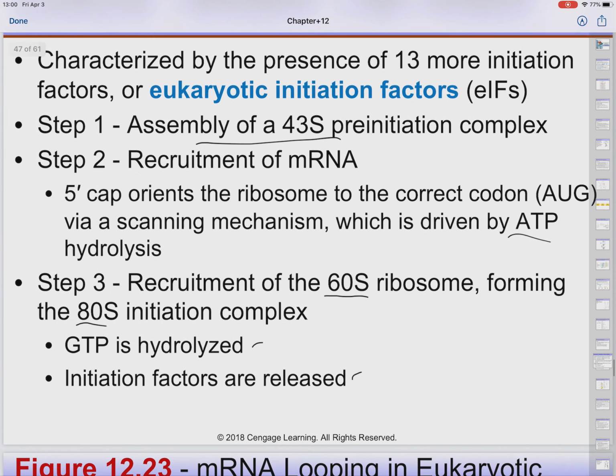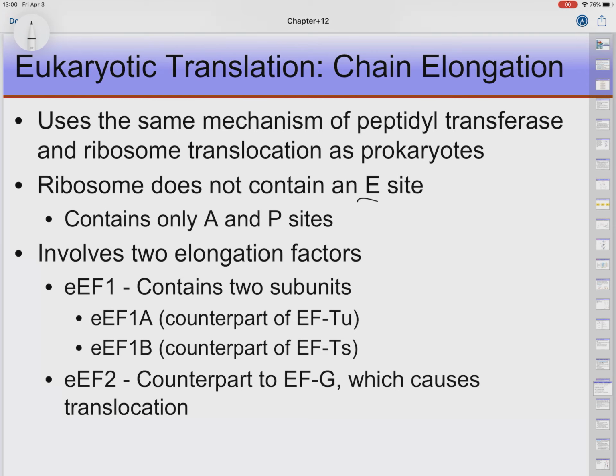Now for the rest of that, it's basically the same. It uses the same mechanism of peptidyl transferase and ribosome translocation. This ribosome doesn't have an exit site. It only has an A site, an aminoacyl site, and a peptidyl site. It does have a few elongation factors. One is very much like EF-Tu, which is all about making sure the correct amino acids go into the right spot. And then Ts, which is all about regenerating Tu. And then EF2 is the thing that's most like EF-G, which was our translocator. This moved the growing peptide chain from the A site to the P site, if you remember that.